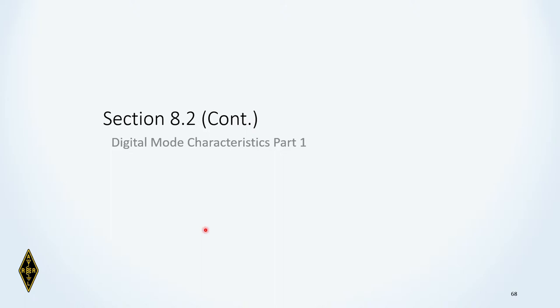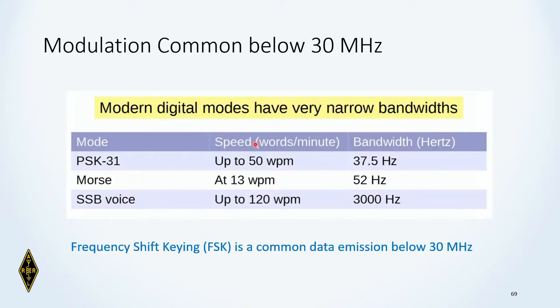So we're going to start a new section here, more of 8.2. This slide shows some of the common modulation methods that we see below 30 megahertz. We'll be getting into more depth on PSK31, Morse code and single sideband voice. Now, there's an interesting thing here. It says that with PSK31, the bandwidth of the signal is very, very narrow, 37.5 hertz. Super narrow. You can get a whole bunch of these in one single sideband channel.